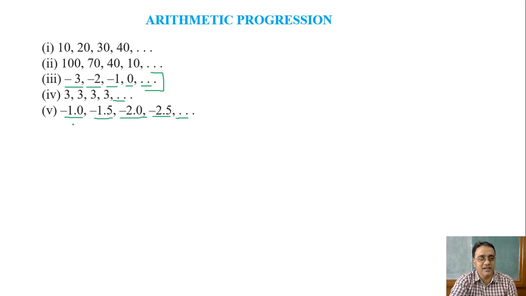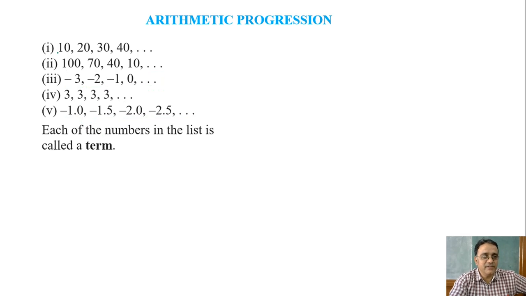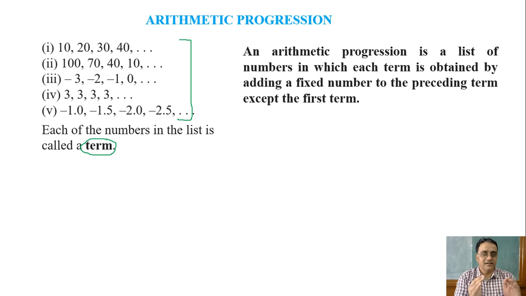So what are we adding here? -0.5, we are adding -0.5 to each term. Fine. So here each of the numbers in the list is called a term. And what we are observing here is that we are getting the next term by adding a fixed number to its preceding term. So that progression is called arithmetic progression. That list of numbers is called arithmetic progression.